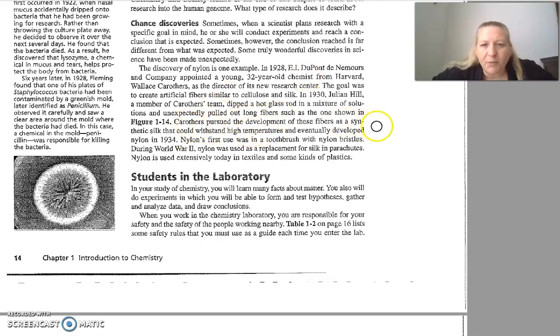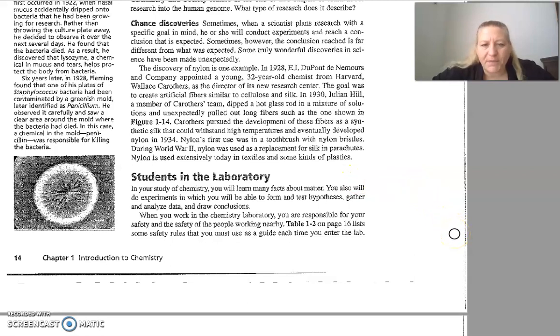Carothers pursued the development of these fibers as a synthetic silk that could withstand high temperatures and eventually developed nylon in 1934. Nylon's first use was in a toothbrush with nylon bristles. During World War II, nylon was used as a replacement for silk in parachutes. Nylon is used extensively today in textiles and some kinds of plastics.